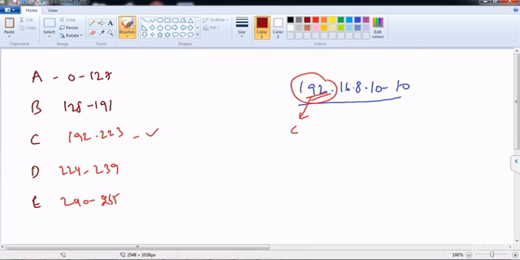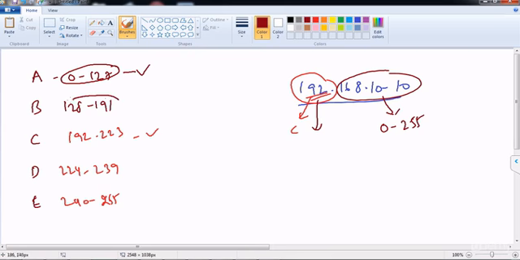The remaining 3 portions can be anything between 0 to 255. But if the first portion is between 0 to 127, it's an A class. If it is between 128 to 191, it's a B class. Anything between 192 to 223 is a C class address. Anything between 224 to 239 is a D class, and anything between 240 to 255 is a class E address. You only have to see the first portion, because the classification is based on the first portion.